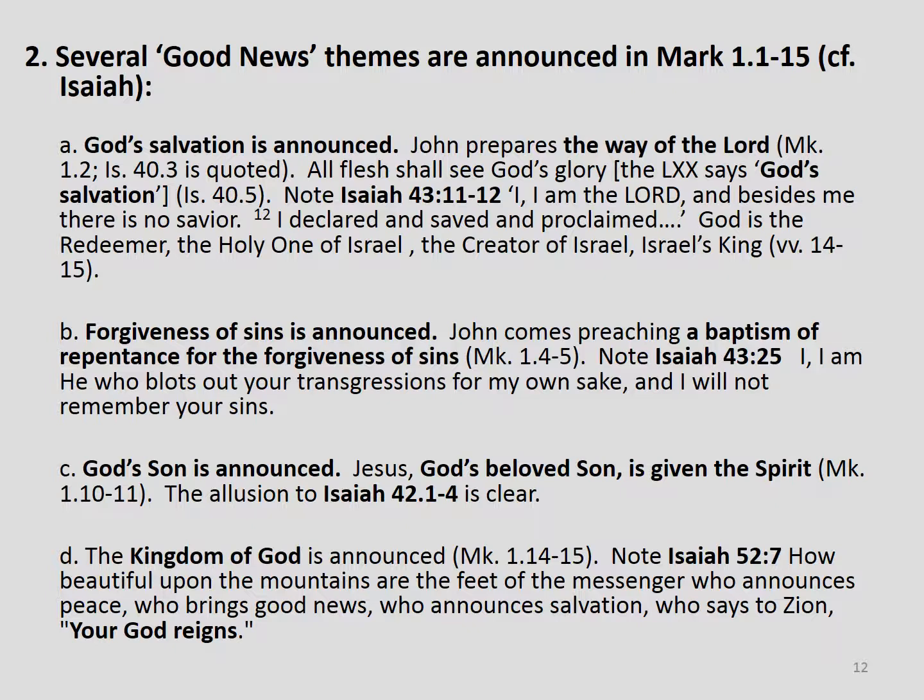Then fourth, the kingdom of God is announced. Mark 1:14-15 contain the words of Jesus, the words of the kingdom that have to do with repenting and hearing the good news, the gospel. Isaiah 52 verse 7 we have already noted about proclaiming on the mountains, your God reigns, your God reigns. So the language of kingdom then is also introduced with respect to gospel.